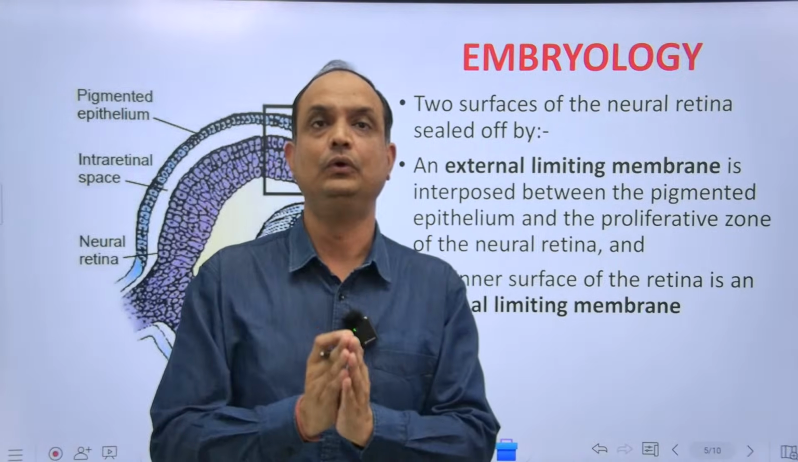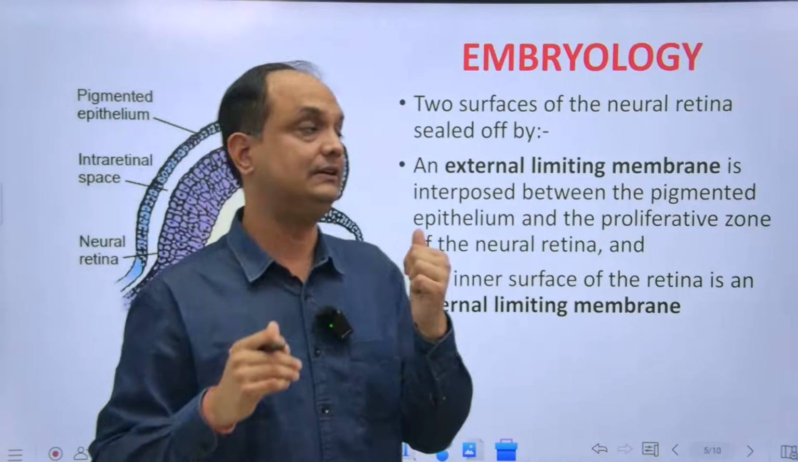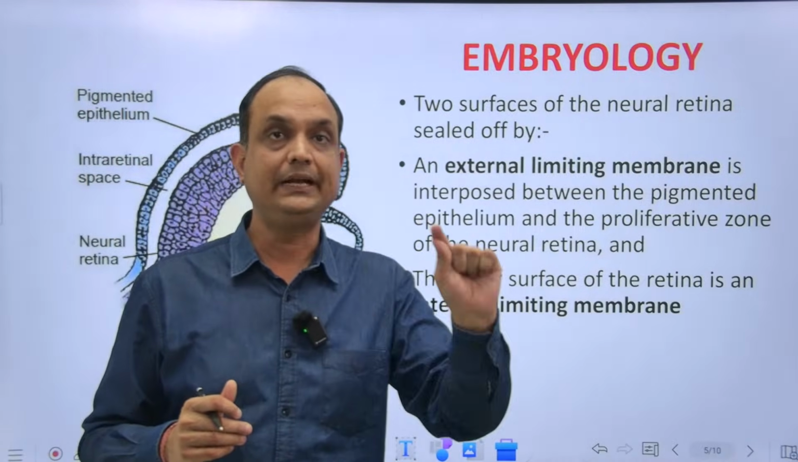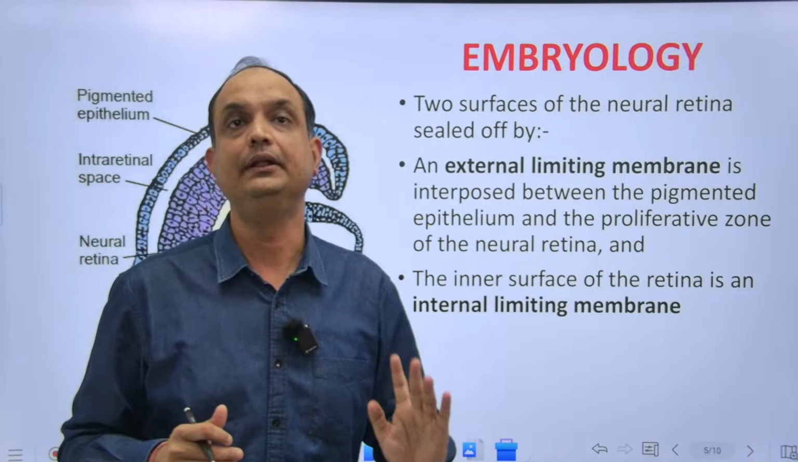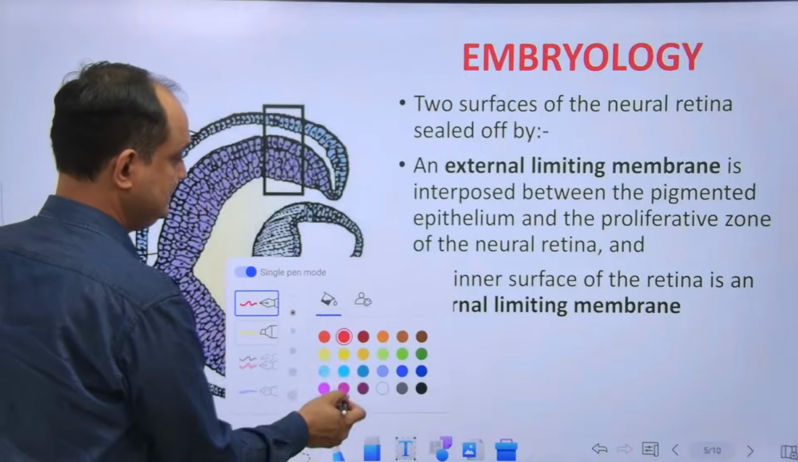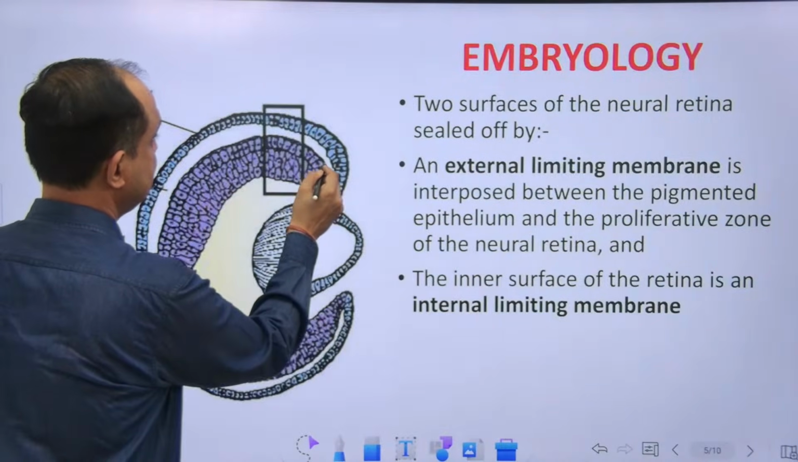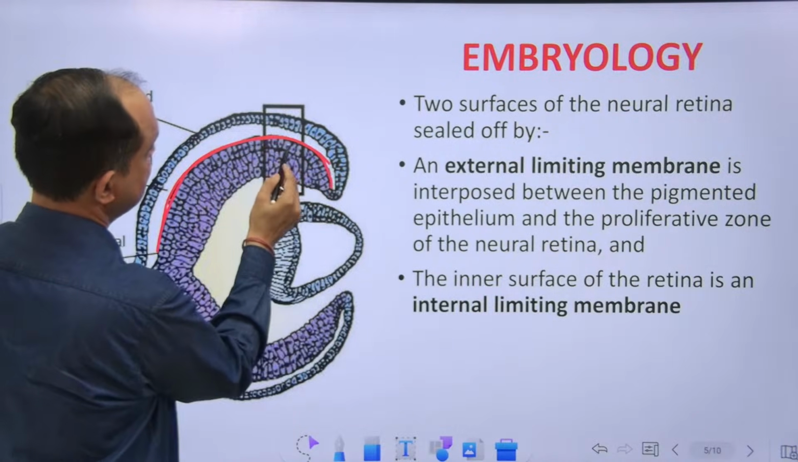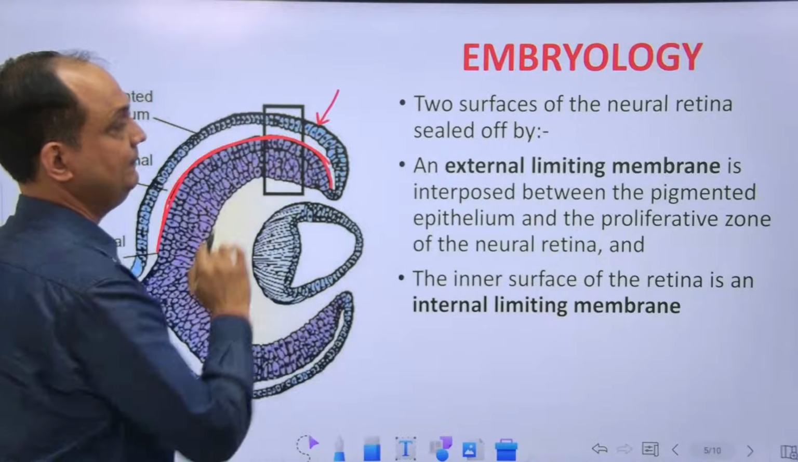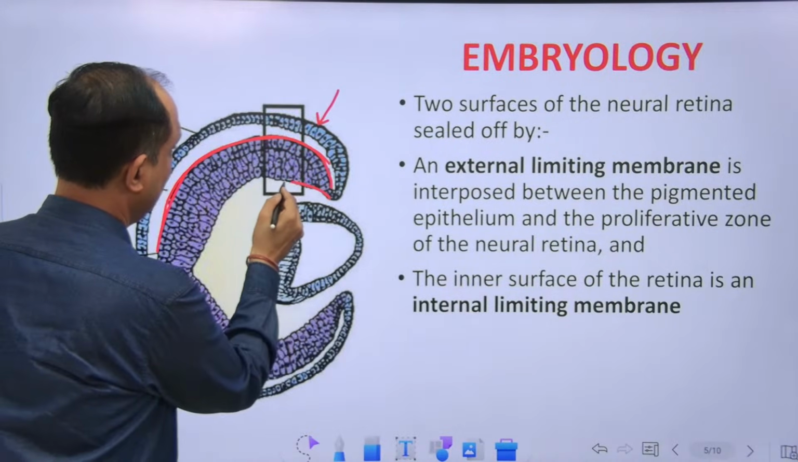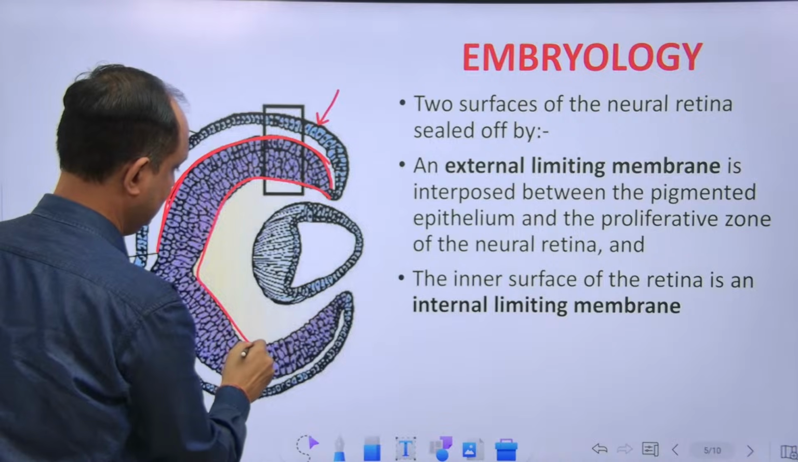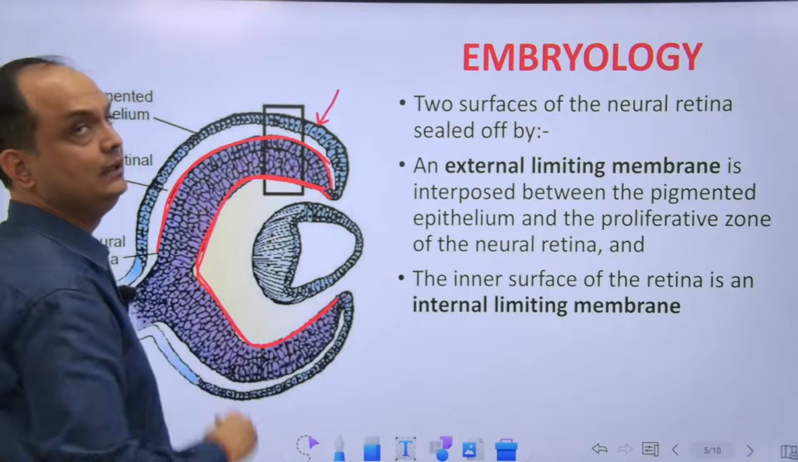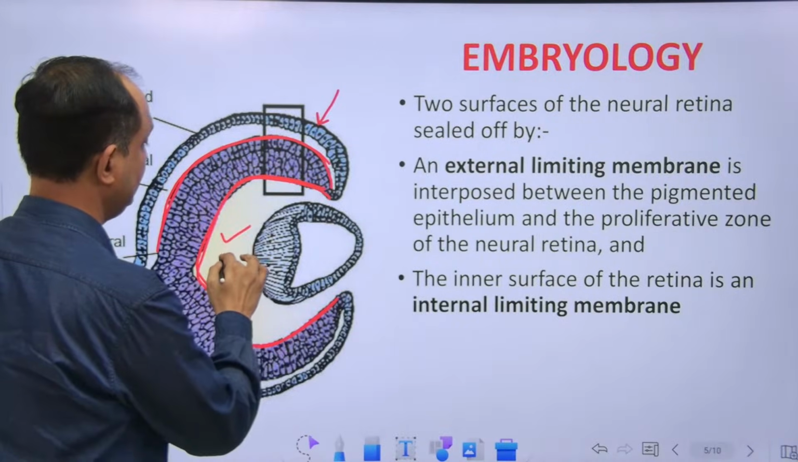Now, what we are doing here is that this developing neuronal retina is protected or sealed by the outer and inner limiting membrane. If you see the limiting membrane, one membrane is there. Now this membrane, you can see, is separating this retina from the pigmented epithelium. Now we are going to draw one more layer. This is the inner limiting membrane. This inner limiting membrane is separating this developing retina from the vitreous humor.